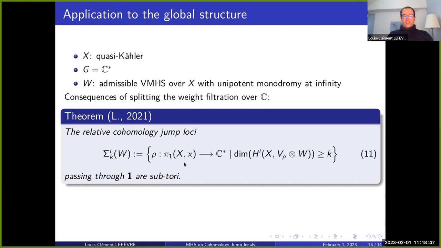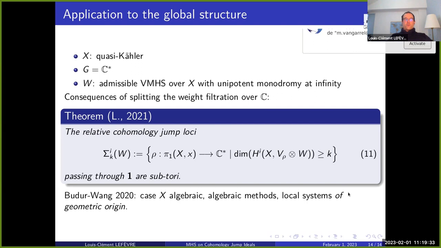And by studying a splitting of the weight filtration, this gives obstructions to the higher maps. You have certain maps that are compatible with mixed structures, with weight filtration, that cannot exist because of some restrictions on the weights that exist in cohomology. And we can recover that the components of the relative jump loci passing through the trivial representation are subtori.